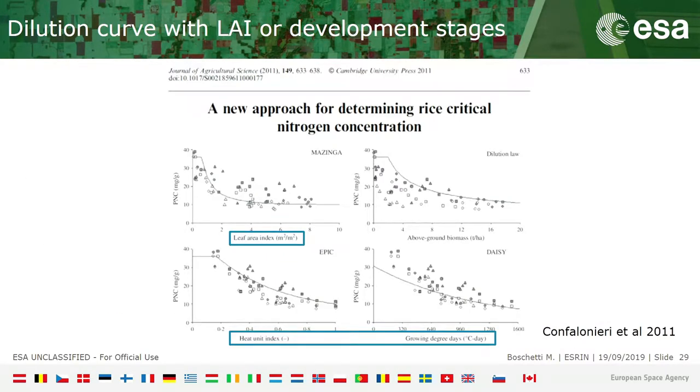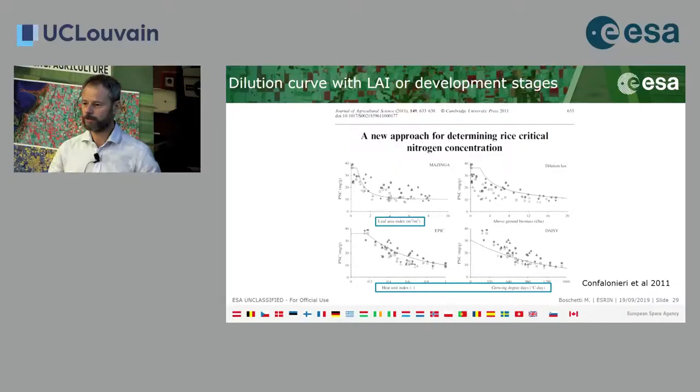I just give you those to have in your material. Don't spend too much time. It's just to tell you that this is the characteristic one: above ground biomass and nitrogen, okay?